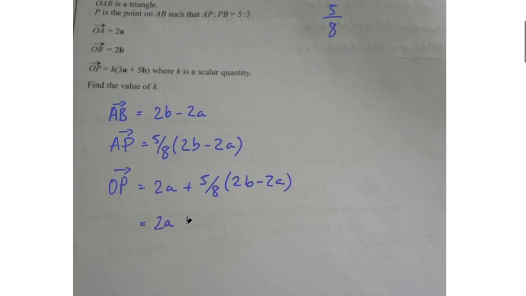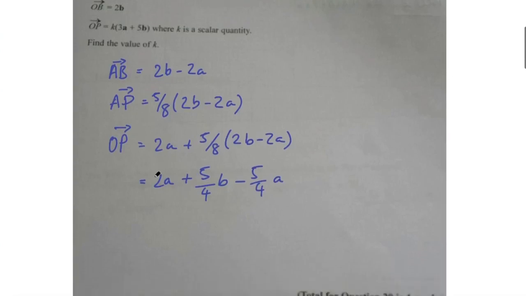This will be 2a plus, now 5/8 times 2, I can cancel the 2s. So this becomes 5 on 4 b. Again, this will be 5 on 4 a. And then I need to do 2 minus 5 on 4. That's the same as saying 2 minus 1 1/4. 2 minus 1 is 1, and 1 minus 1/4 is 3/4. So this simplifies to 3/4 a plus 5 on 4 b.